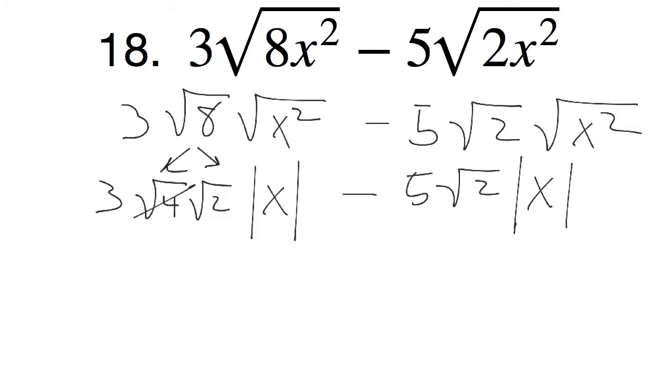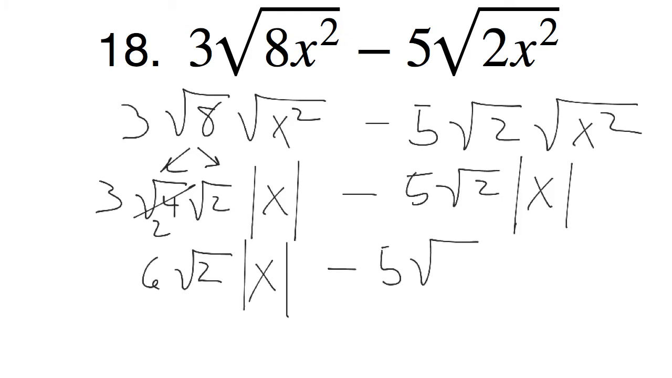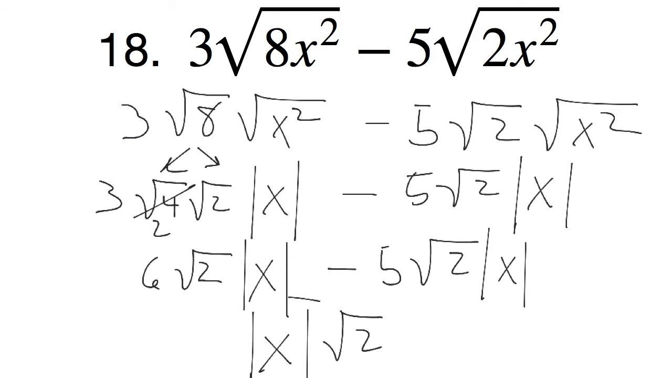This simplifies to 2, so we really have 6 times 2, 6 times the square root of 2, absolute value of x, minus 5 square roots of 2, absolute value of x. So 6 of all of these minus 5 of all of these is just 1 of these, so you're left with the square root of 2 times the absolute value of x. And often in the answer key you'll see that they want to make sure that the square root of 2 is just the very last thing, so I'm going to rearrange the order. So it's the absolute value of x times the square root of 2.